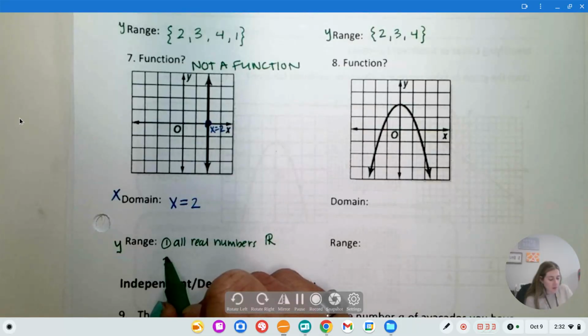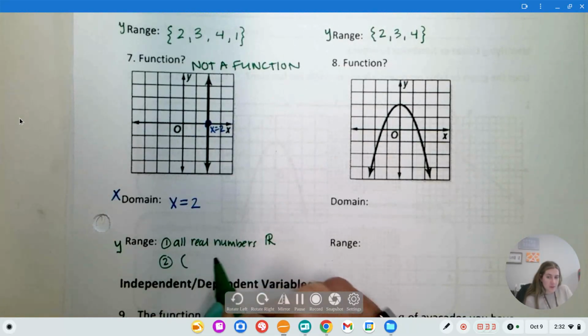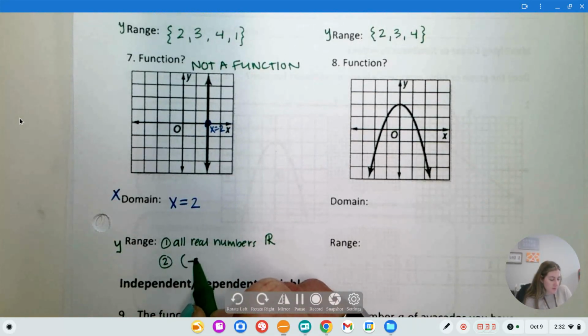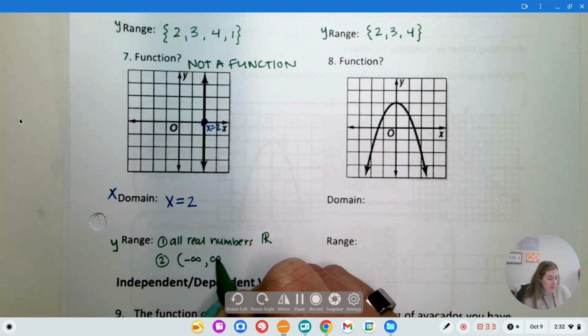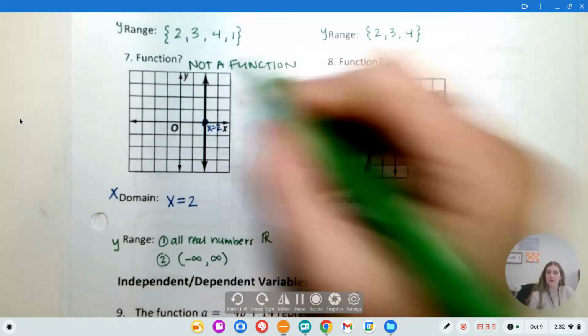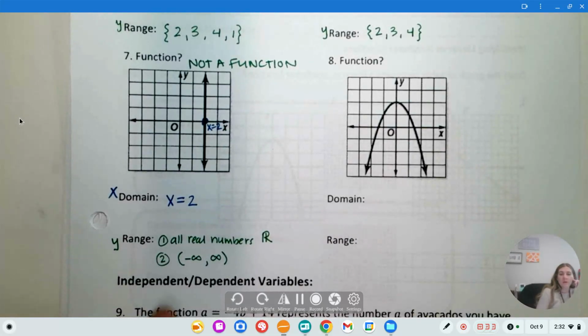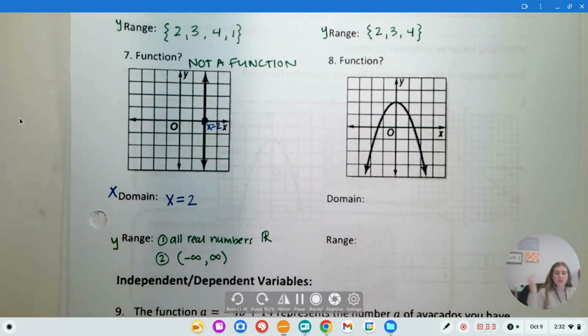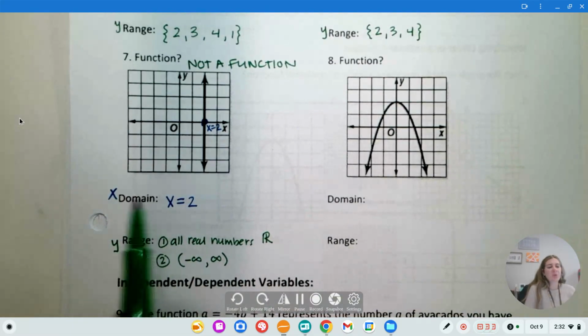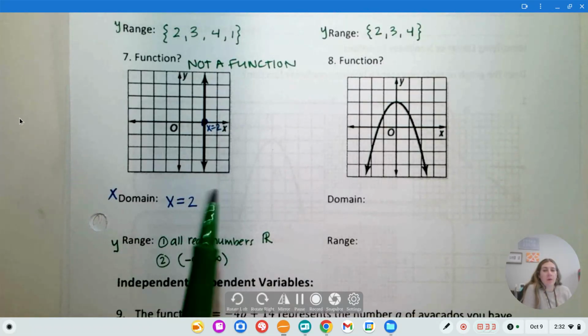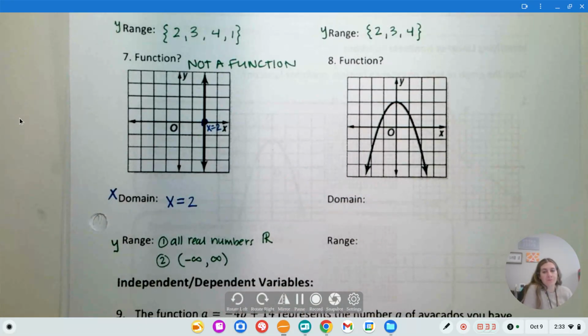The second way, in set notation, we use parentheses, negative infinity, because it's down here forever, comma, positive infinity, because it goes up here forever. And we use parentheses because infinity goes on forever, we can never equal it. So these are your two options for a range. And this won't happen too often, but it does come up when we have graphs.